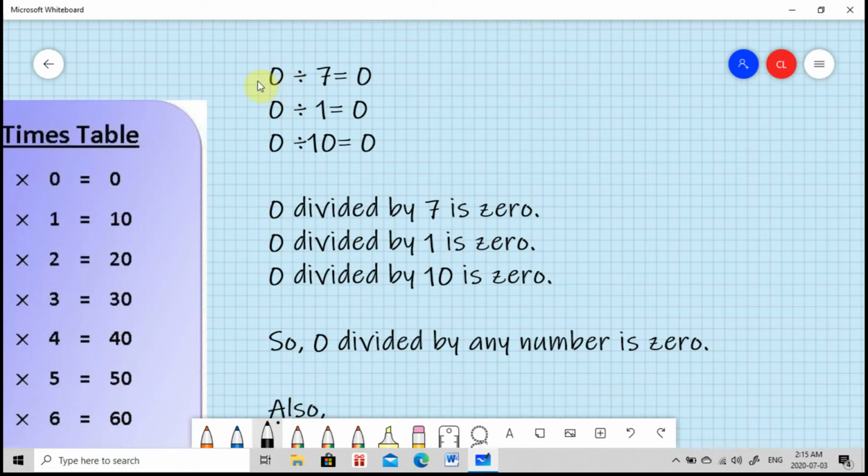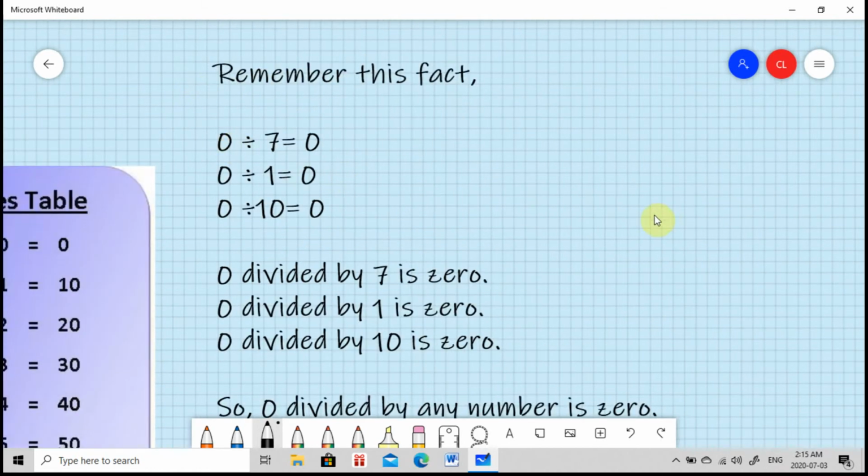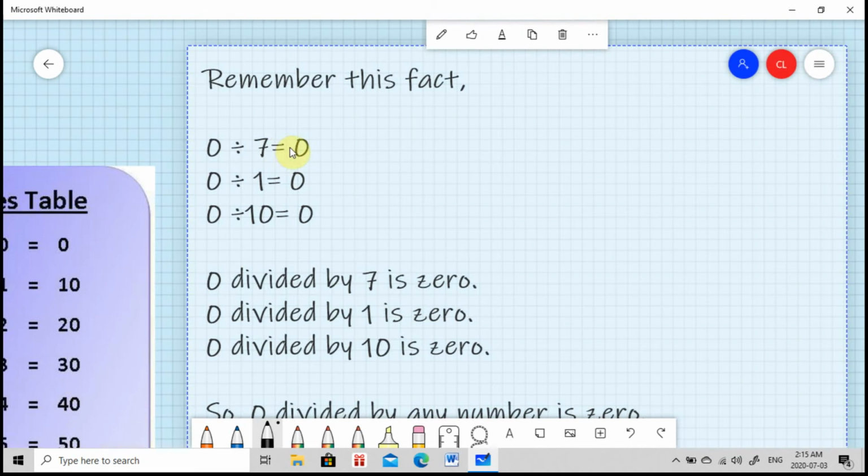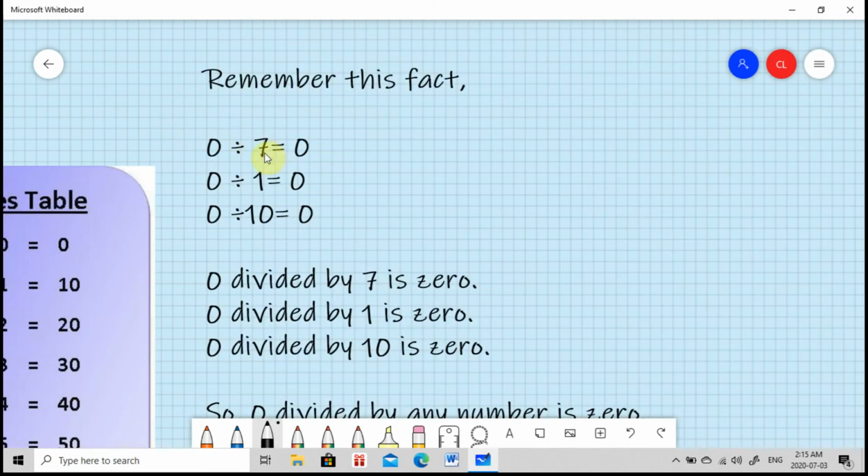Now, the general rule that you have to remember is, from here, 0 divided by 0 is 0, because 7 multiplied by 0 is 0. 0 divided by 1 is 0 because 1 multiplied by 0 is 0. Remember that the process of division is the reverse process of multiplication.